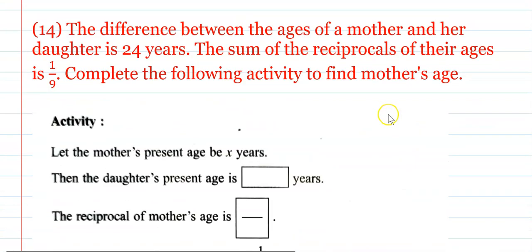Okay. Next question. The difference between the ages of a mother and her daughter is 24 years. The sum of the reciprocals of their ages is 1 upon 9. Complete the following activity to find mother's age. Let the mother's present age be x years. Therefore, the daughter's present age is x minus 24 years.